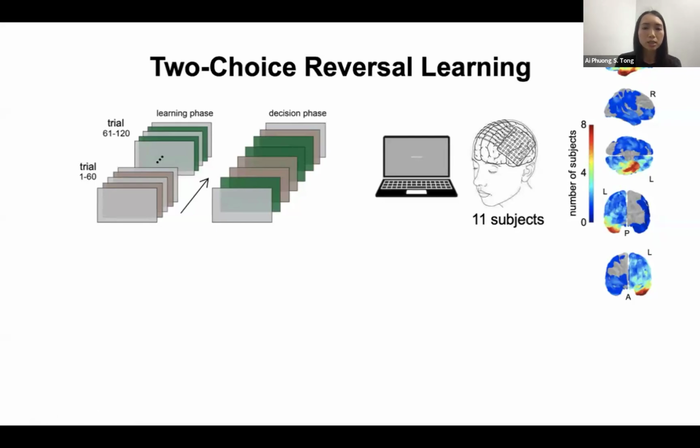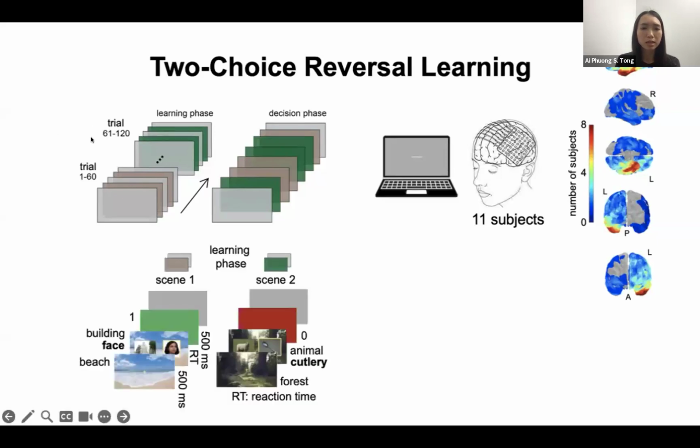So we trained subjects through a series of blocks, and one block is shown here, each consisting of a learning phase and a decision phase. And for the study, I focused on the learning phase, in which subjects learned the most rewarding choice between two alternative items based on reward feedback. Instructions about the task are shown at the beginning of scene 1 and scene 2 in each block.